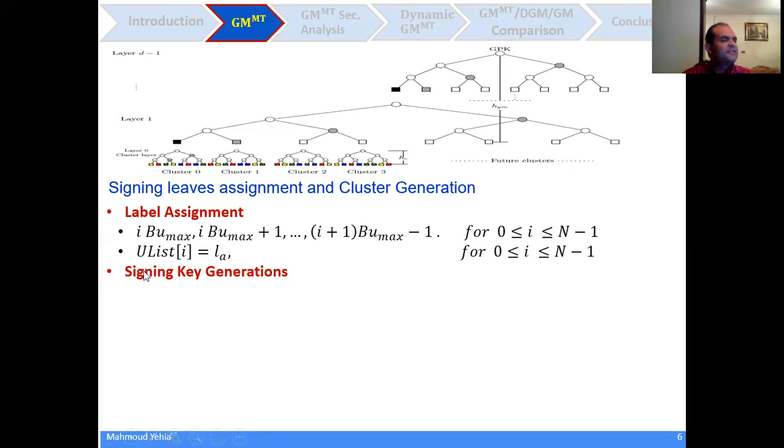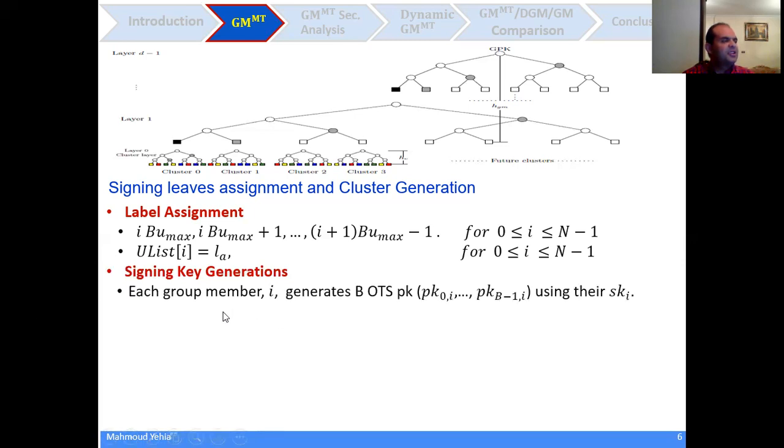The second phase is signing key generation, in which each group member generates P one-time signing public keys, from PK0 up to PK P-1, using their secret keys. Each one sends these public keys to the group manager. Then the group manager performs the shuffling and clustering for the public keys received from all group members.